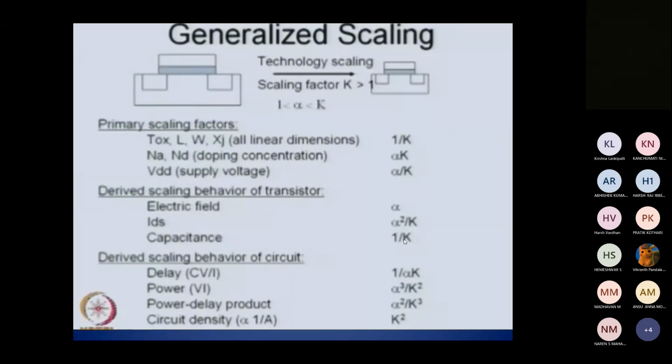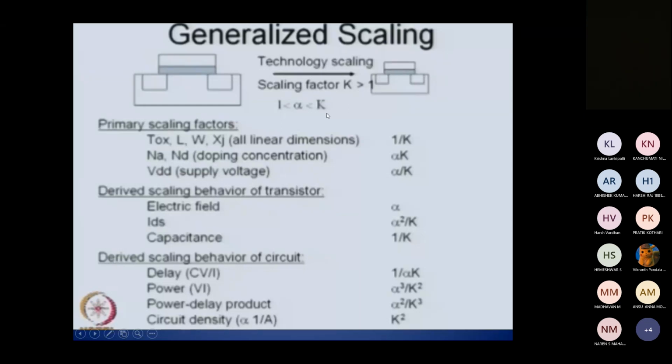Let's say alpha is 1.25. So this 1.25 is greater than 1, and K is greater than 1 also. So we have to make it such a way that the scaling factor K is greater than 1, and alpha is greater than 1 and less than K.